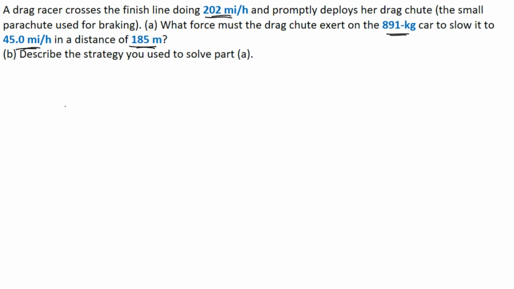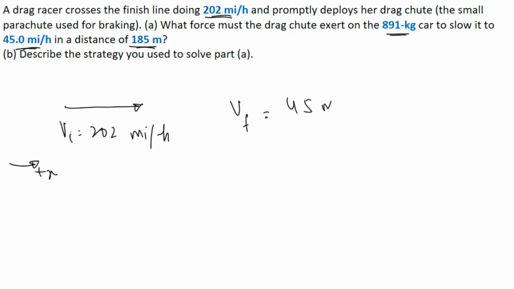So suppose this is the direction of motion, and we will take this direction as positive x. Now the initial speed of the car when it finished the race is 202 miles per hour, and the final speed becomes 45 miles per hour. The mass of the car is 891 kgs, and the distance traveled during the reduction of speed is 185 meters. So this is basically delta x equals 185 meters.